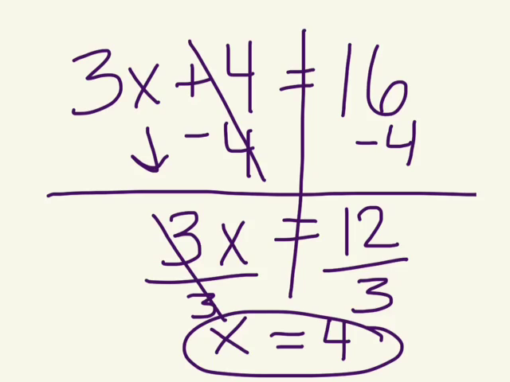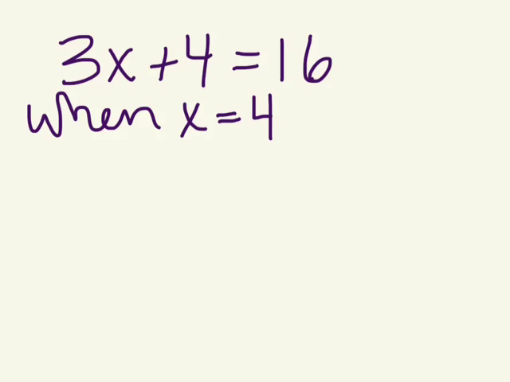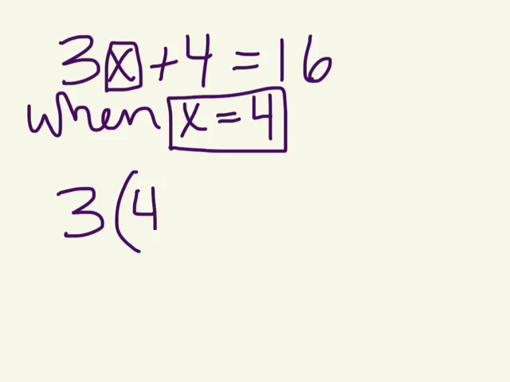Now, if I put 4 in for x, that's called substitution. Substituting a value means putting in a number in place of the variable. So if I was given 3x plus 4 equals 16, and it said when x equals 4, what I would do is substitute the 4 for the x, because I know that x is equal to 4. So I no longer need this x because my number isn't missing. So here's how I would rewrite it. 3, and in place of the x I would put a 4, plus 4 equals 16.